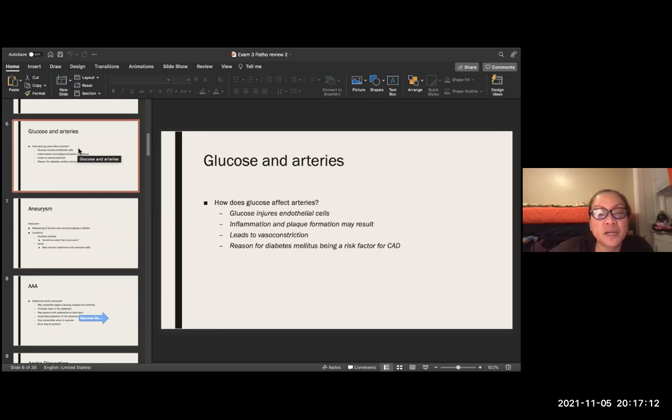Glucose in arteries. Okay, so what's the role of glucose? The glucose is bad for the endothelial cells. This is in terms of diabetics. That's why, honey, diabetic patients who have a heart condition, it's a bad combination. Inflammation and plaque formation may result and lead to vasoconstriction. So the glucose will lead to vasoconstriction, and that is the reason diabetes mellitus is a risk for coronary artery disease.